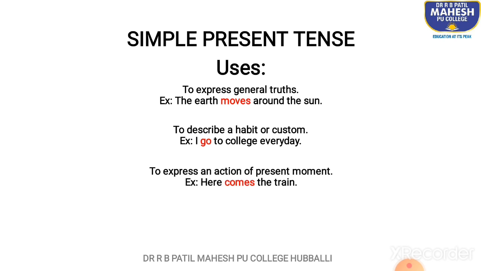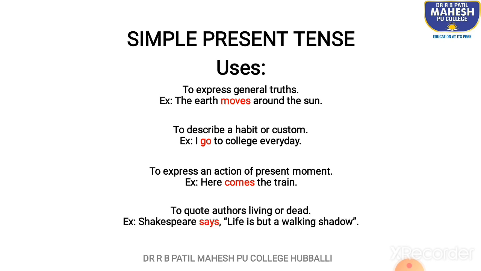Another, to express an action of the present moment. So if you are talking about something which is taking place at that very moment, then too you use the simple present tense. Example: here comes the train. So comes is the first form of the verb come, and here we use the simple present tense, because we are talking about an action which happens at that very present moment. So simple present tense is to be used in such conditions as well.